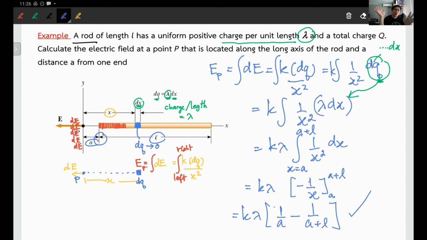Alright. Okay, so the approach is this. I'm going to stop here. I think this is at the peak of everything already. So I think the approach is this.